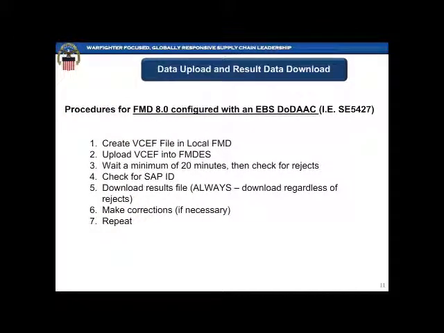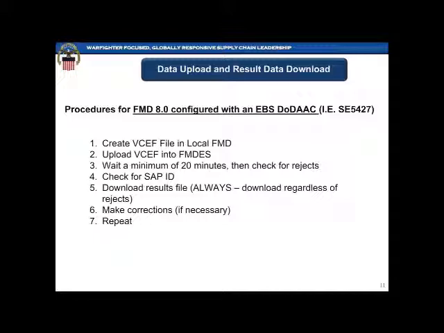Okay, so what I just showed you was for 6.0 sites or 8.0 with legacy DODACs. Now I'm going to cover 8.0 sites with the new EBS DODAC. An example would be SE5427, your SE DODAC. Step 1, just like the other, create your VCF file in your local FMD ledger. Step 2, upload the VCF file into FMD Enterprise server.